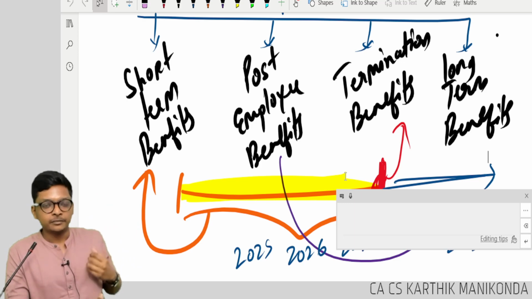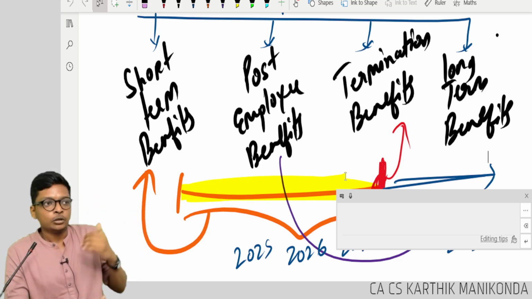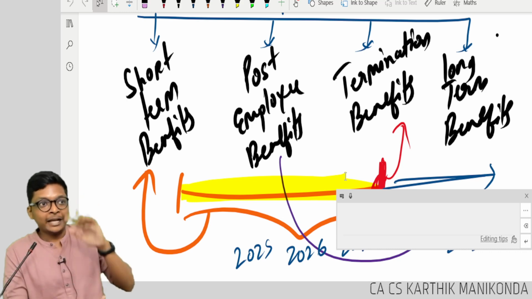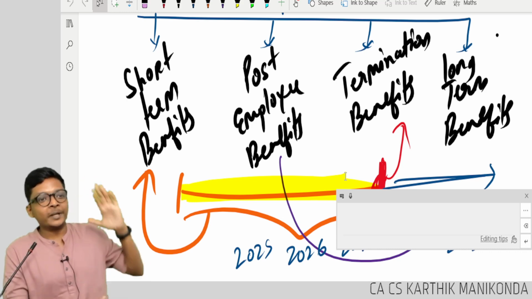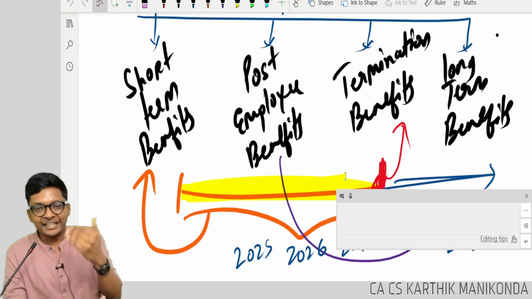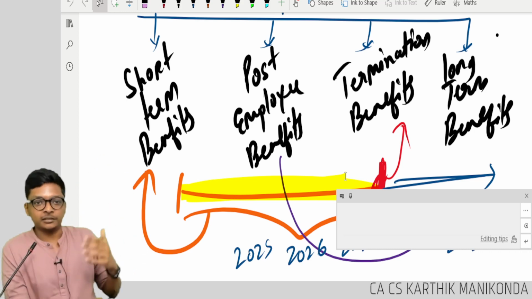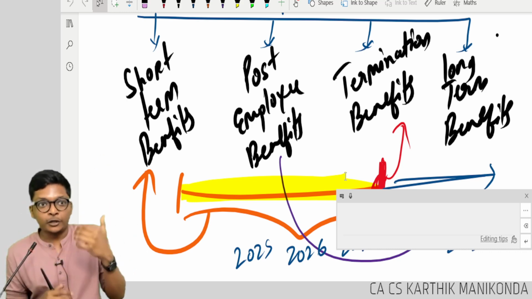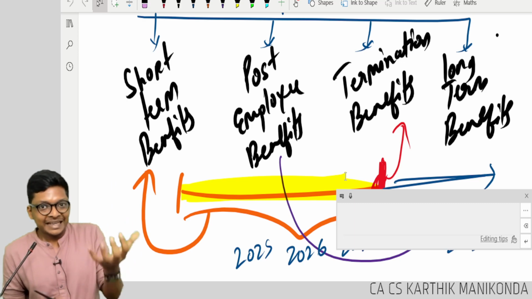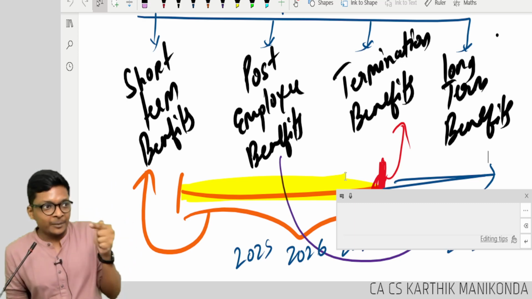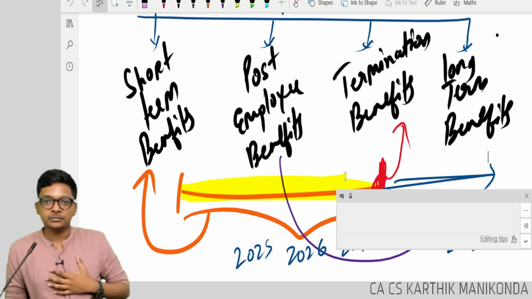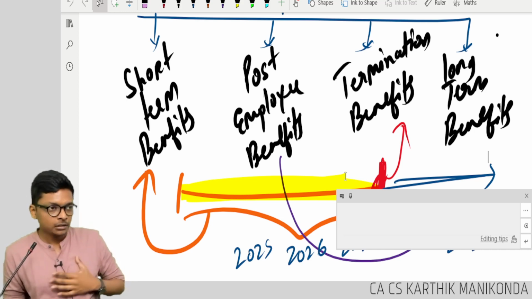I'll give an example. This team performed very well. So management said, after 2 years, we will go for a Europe trip. Confirmed, guys. We booked the ticket right now. Okay, the rest of the travel we'll do after 2 years. Now you are going to get something after 2 years, but it's accrued now because of your performance in this year. Are you following? All of you getting it?